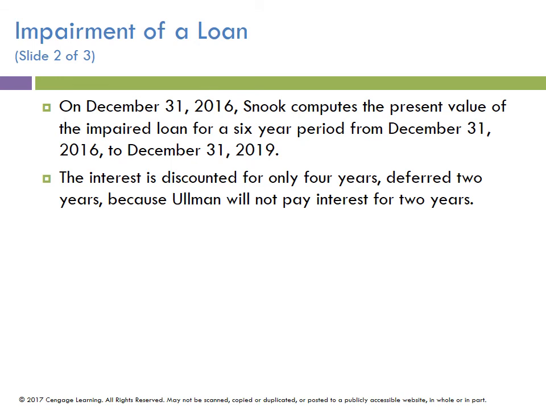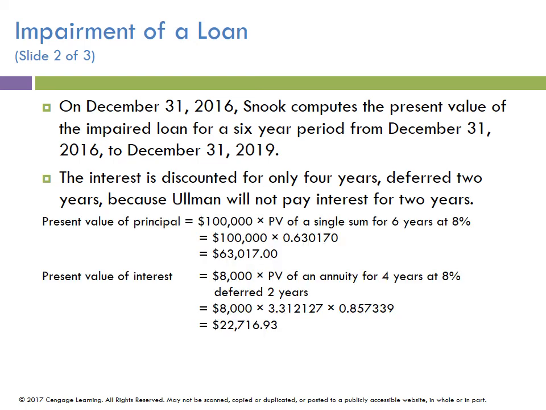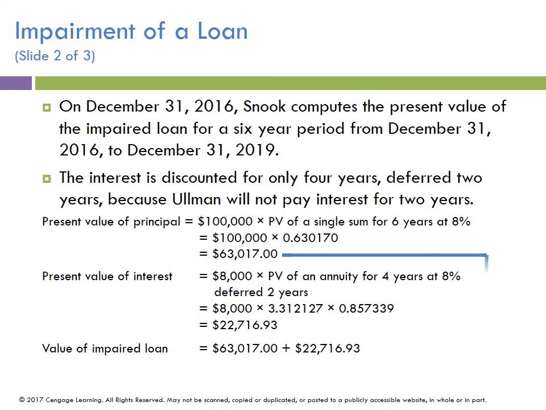So on December 31st, Snook computes the present value of the impaired loan for a 6-year period from December 31st, 2016 to December 31st, 2019. The interest is discounted for only 4 years, deferred 2 years. So the present value of the principal is $63,017. The present value of the interest is $22,717. So how much are they going to be receiving? $85,733.93. That's the total value of the impaired loan.